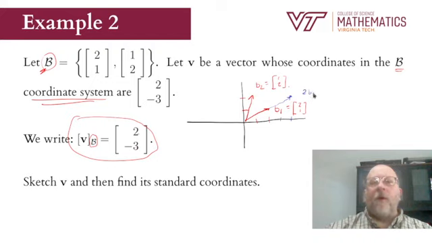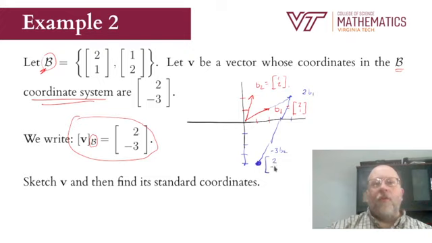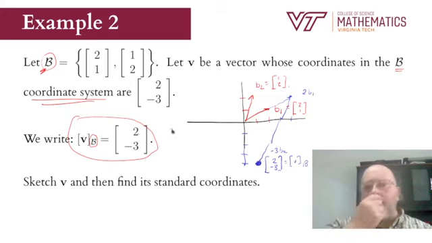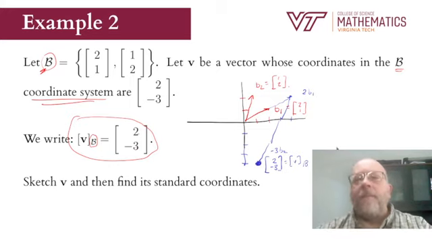That's 2 times B1. And then we're going to add to that -3. So we're going to go back in the other direction. So 1, 2, 3. That's -3 times B2. And this is the point whose coordinates are 2, -3, but in the alternate coordinate system, where I'm using B as my basis instead of my standard basis.